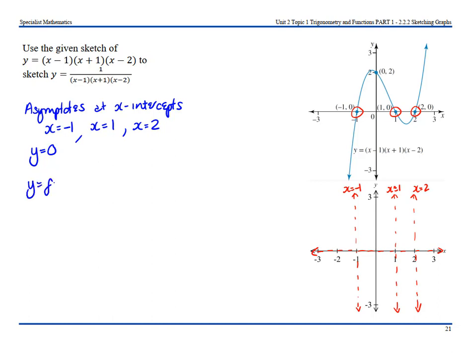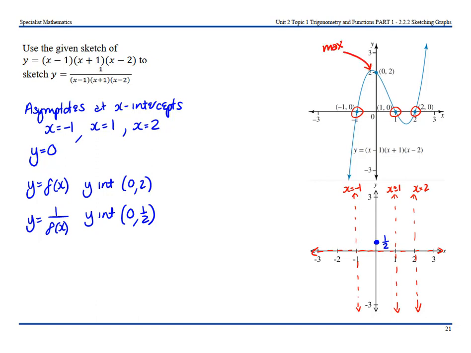For y equals f of x, our y-intercept is at 0, 2. So for y equals 1 over f of x, our y-intercept is going to be at 0, 1/2. So let's make that there. We have a maximum and a minimum. So we need the reverse of that in our reciprocal graph. So we might be down, needs to just line up. We don't have an actual value, so we'll put it about there.